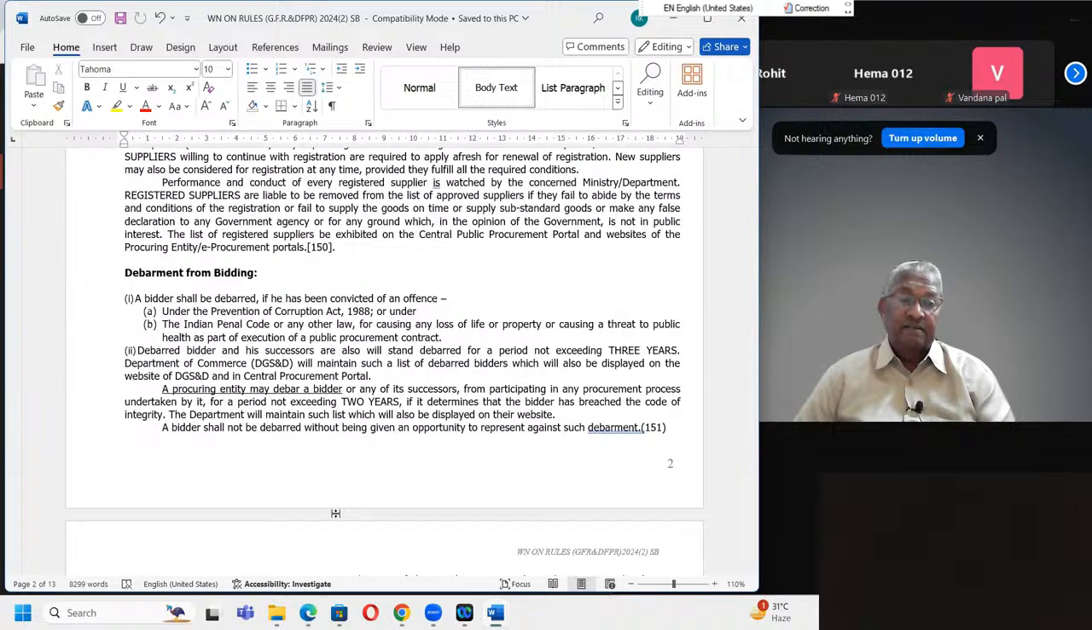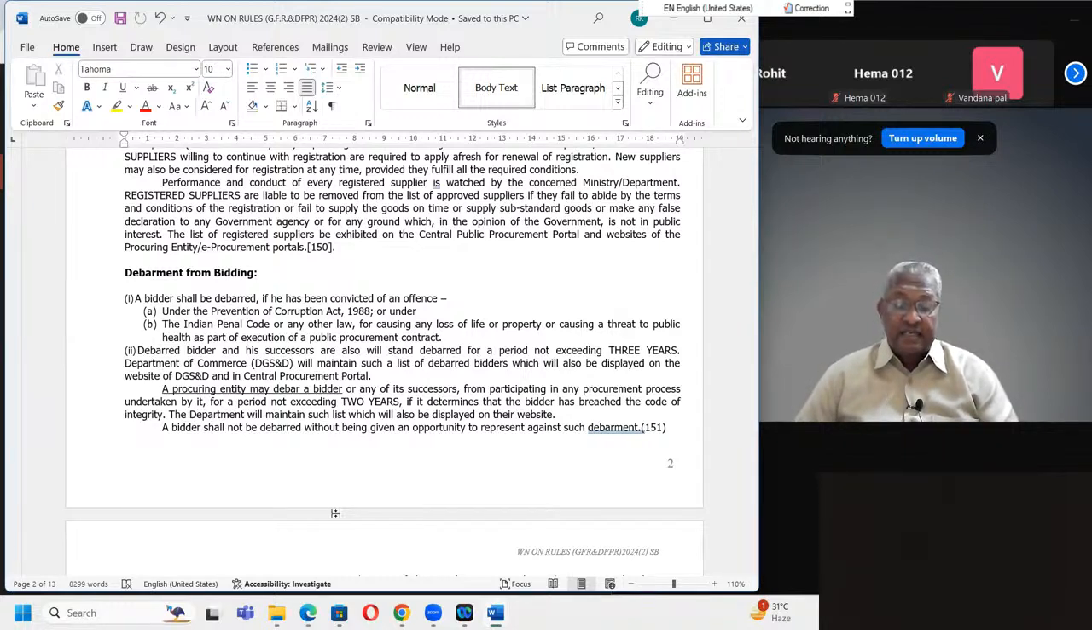Debarment of bidding. If a supplier does wrongdoing, he is debarred, or a bidder shall be debarred if he has been convicted of an offense under the Prevention of Corruption Act. If someone has been convicted in a corruption case, that supplier can be removed, blacklisted from the list of suppliers for a period of 3 years, 2 years, 3 years.